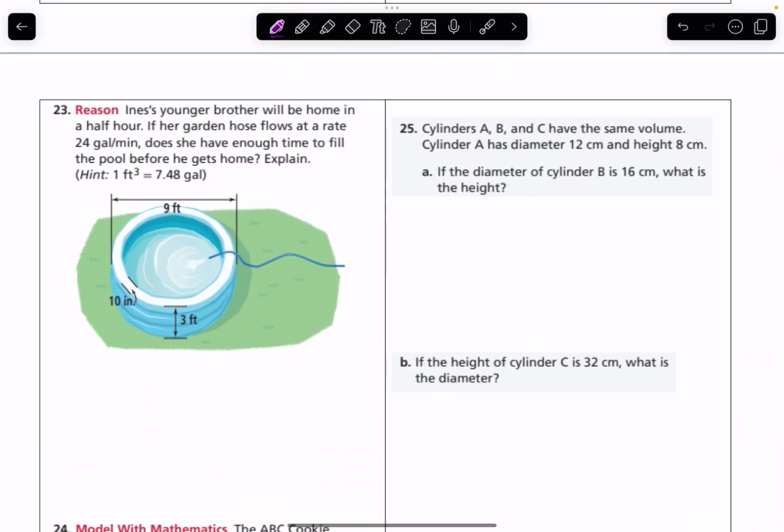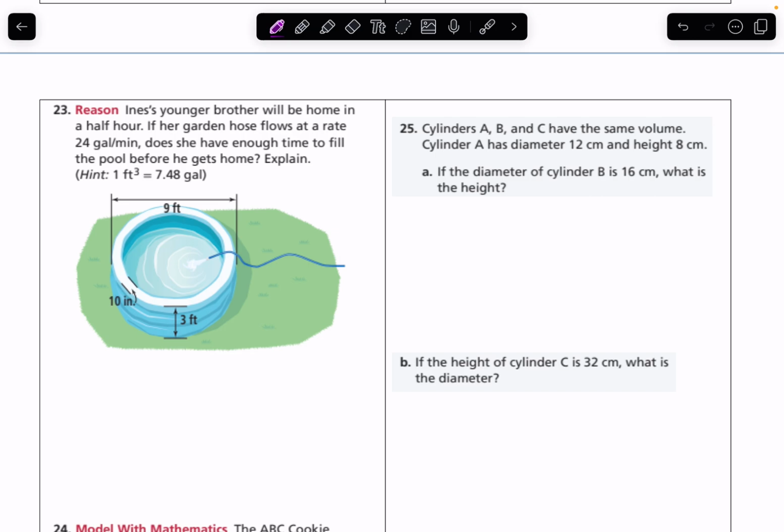Inez's younger brother will be home in a half hour. If her garden hose flows at a rate of 24 gallons per minute, does she have enough time to fill the pool before he gets home? And explain. So we've got our pool there. We've got a thickness of our pool as well. So let's figure that out first.